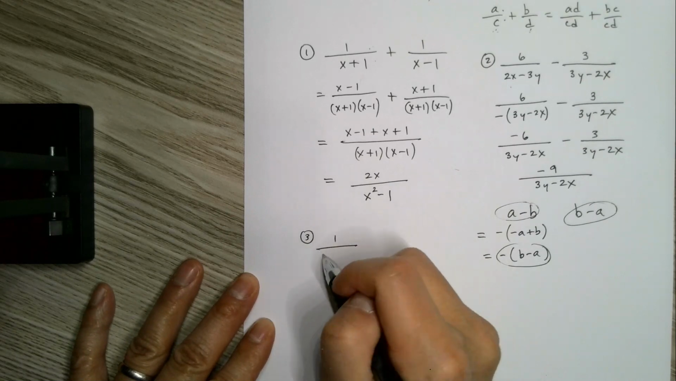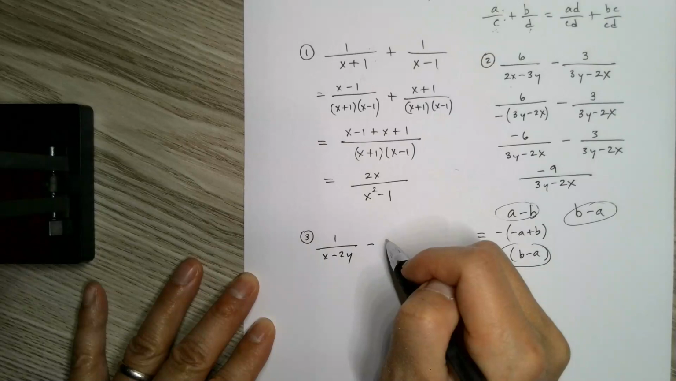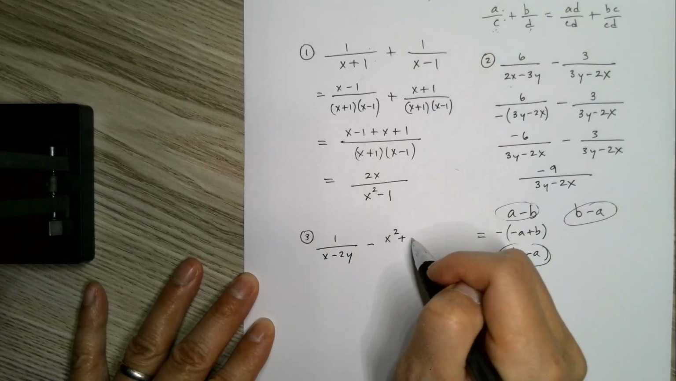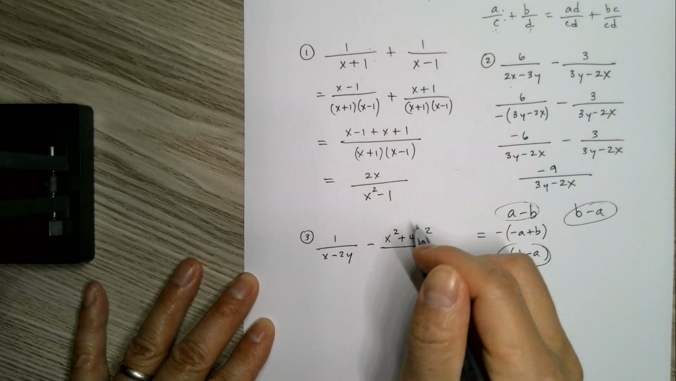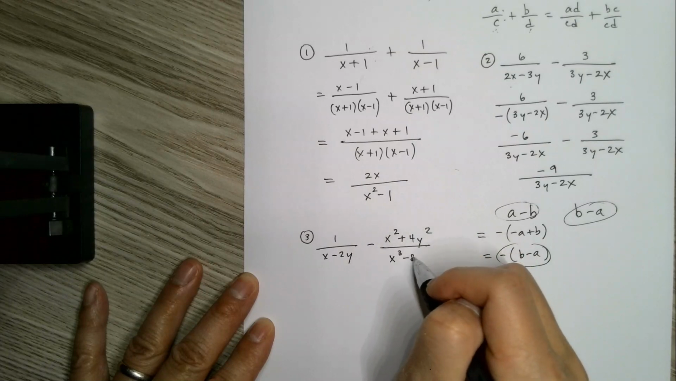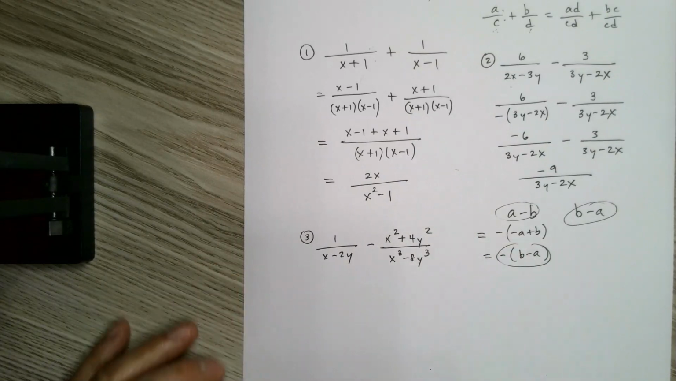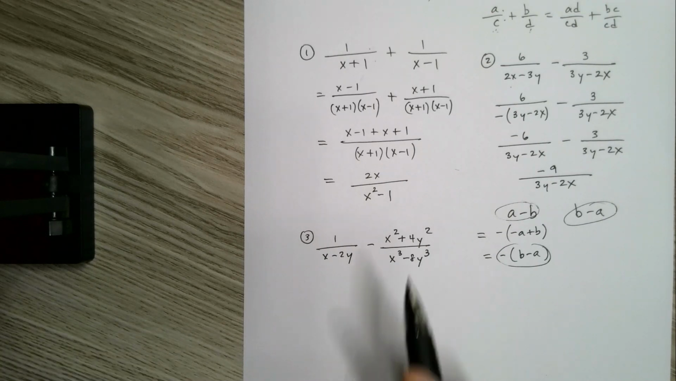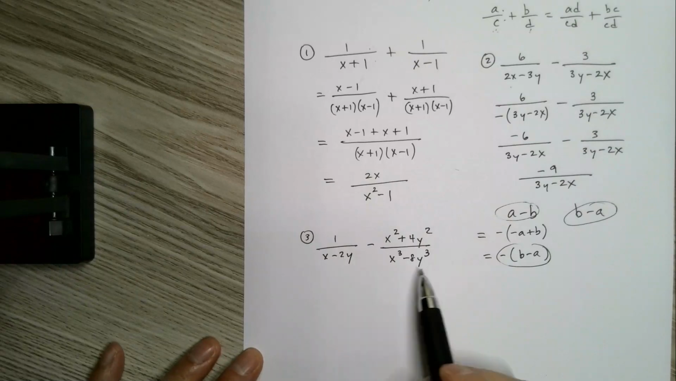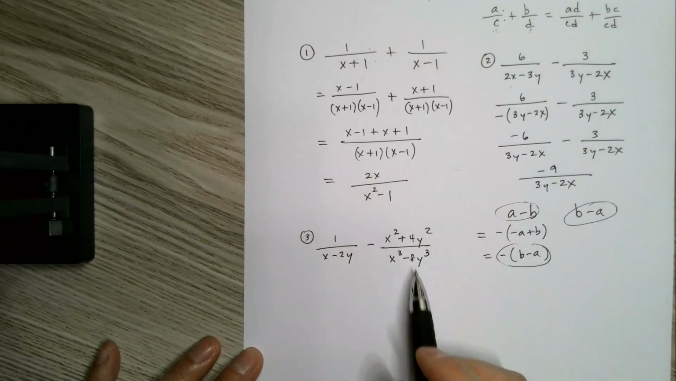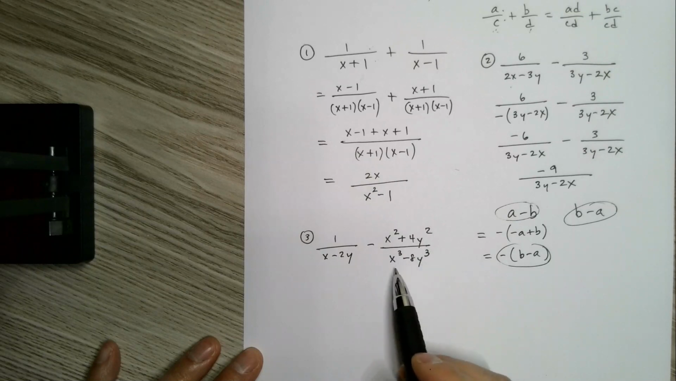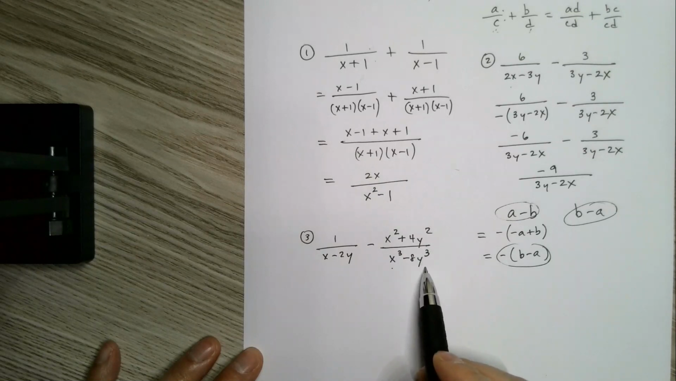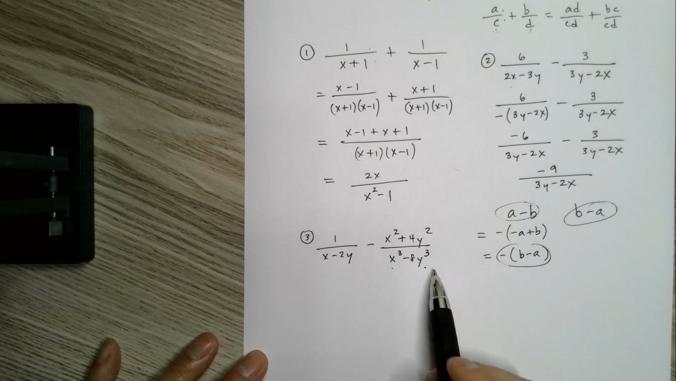We've got 1 over x minus 2y minus this more ugly looking fraction. Okay, that second fraction does not look nice at all. It's got higher exponents, it's got weird coefficients, and so again it might look like, oh no, I've got to multiply this binomial with that binomial. But no, if you look at that denominator, that's a cube, and 8y cubed is also a cube. So this is a difference of cubes.